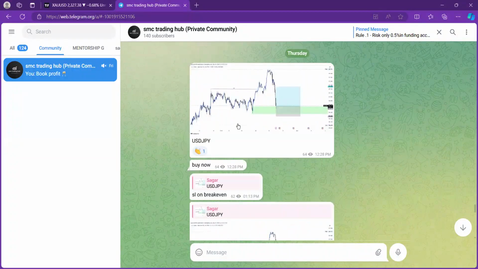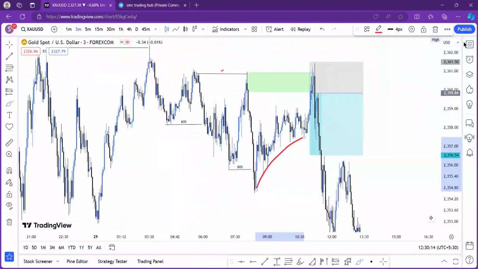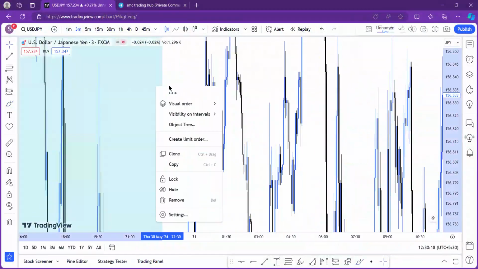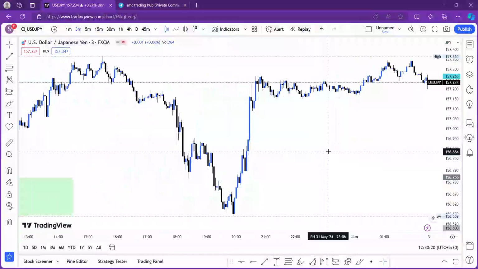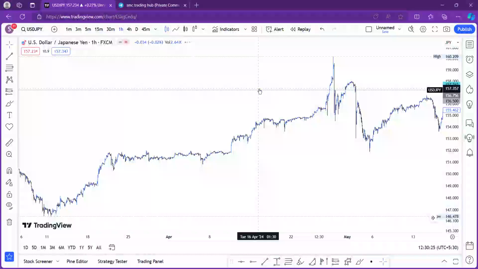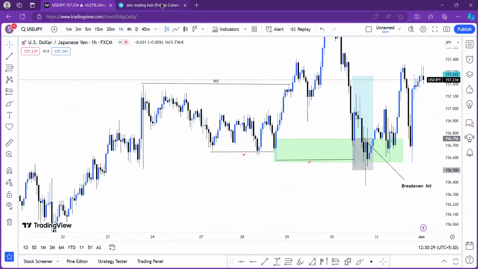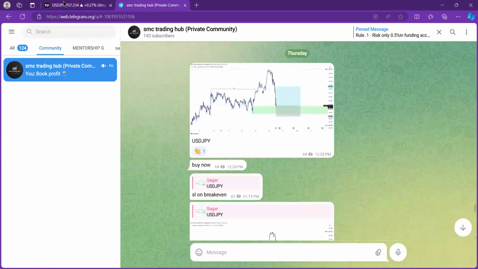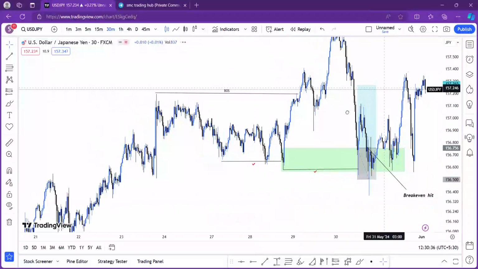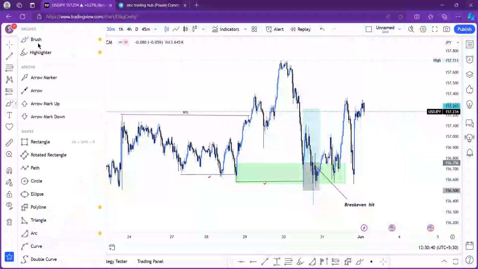Okay, so another trade is USD JPY. I'll show you the chart of USD JPY. Yeah, this one on 1 hour time frame. I think this other time frame is 30 minutes. Here, what happened? The reason for this trade is price hunts the liquidity of a good area.